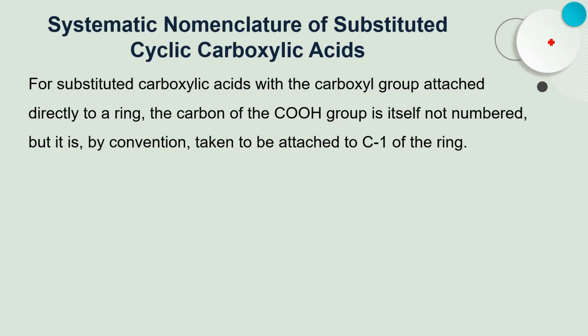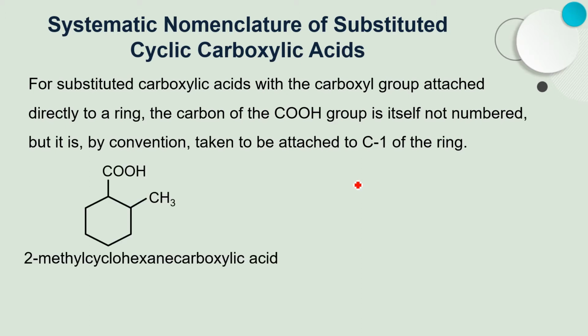For substituted carboxylic acid with the carboxyl group attached directly to a ring, the carbon of the carboxyl group is itself not numbered, but it is by convention taken to be attached to carbon number 1 of the ring. For this example, the carboxyl group will not be given any number, but the numbers will be given to the ring carbons, with the one attached to the carboxyl group as number 1 and number 2 like this. Therefore, the IUPAC name is 2-methylcyclohexanecarboxylic acid.